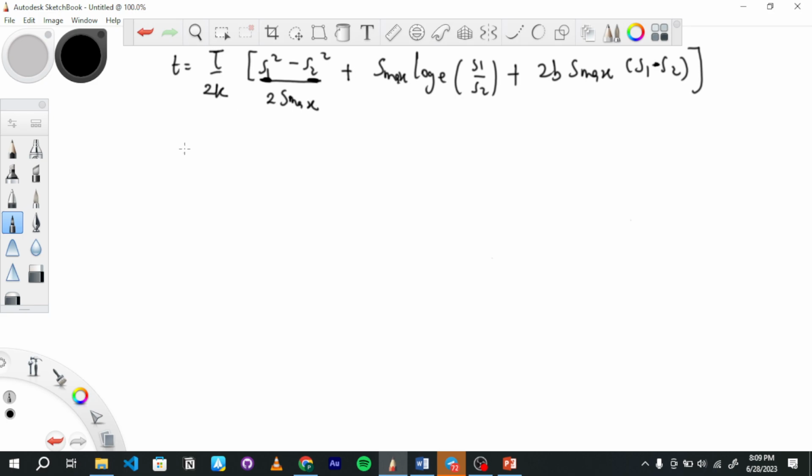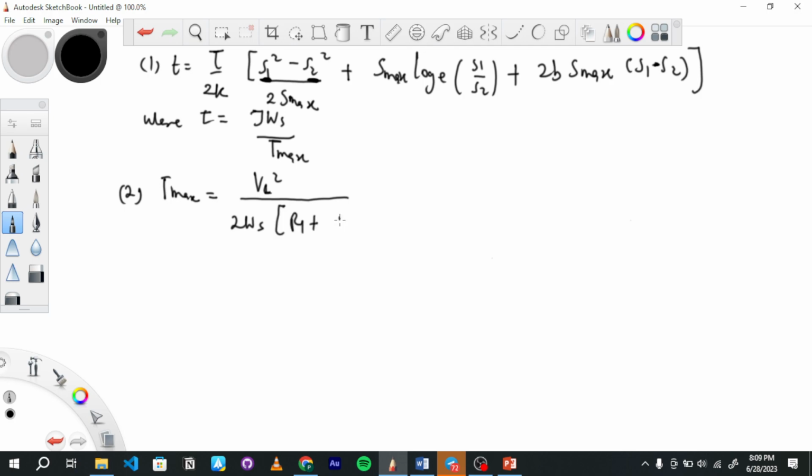So let's find what these are. I need to find tau. This is my first formula, right? Tau is equal to J omega S over T max. Omega S is the synchronous speed. J is the moment of inertia. T max, how do I find T max? This can be my second formula. T max is equal to VL squared, the line voltage squared, over 2 times synchronous speed, multiplying R1 plus the square root of R1 squared plus XE squared.